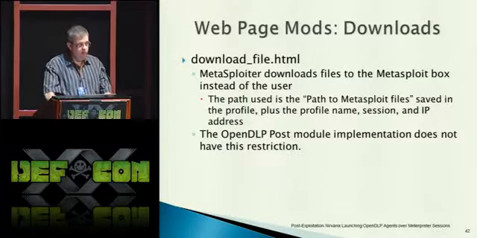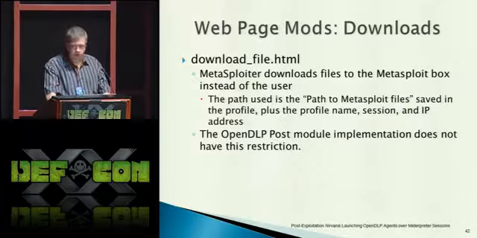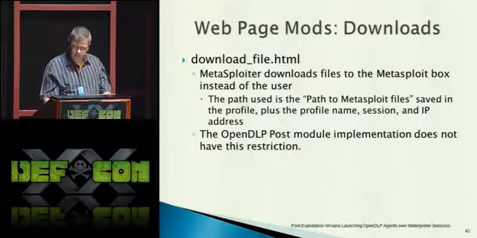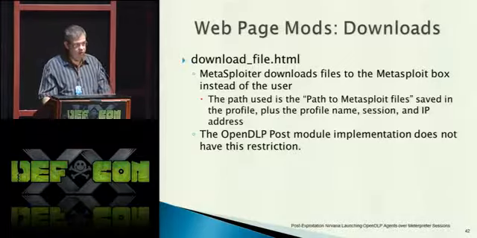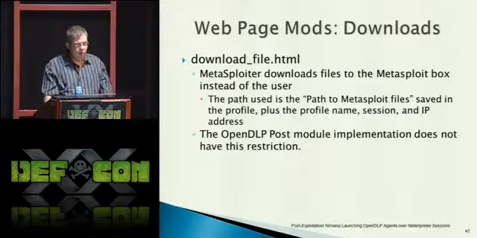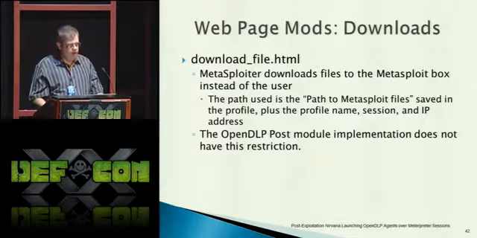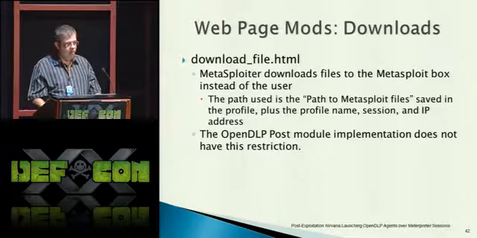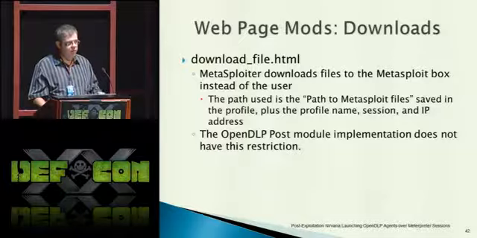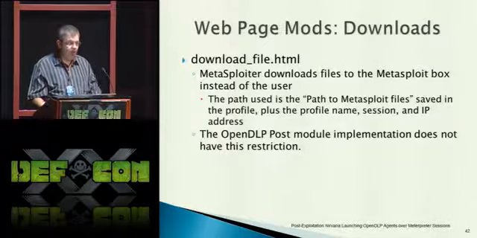I also had to change download file for the Meterpreter-based deployment. Because files can't be downloaded with the Meterpreter-based deployment, you can't get it all the way to the OpenDLP web app. What I do instead is I use that path to OpenDLP files on Metasploit where the deployment files are located, and I create a path under there using the IP address, the session ID, and the profile name, and store the file there so you can get it off the Metasploit box later. Again, the post module deployment doesn't have this restriction.